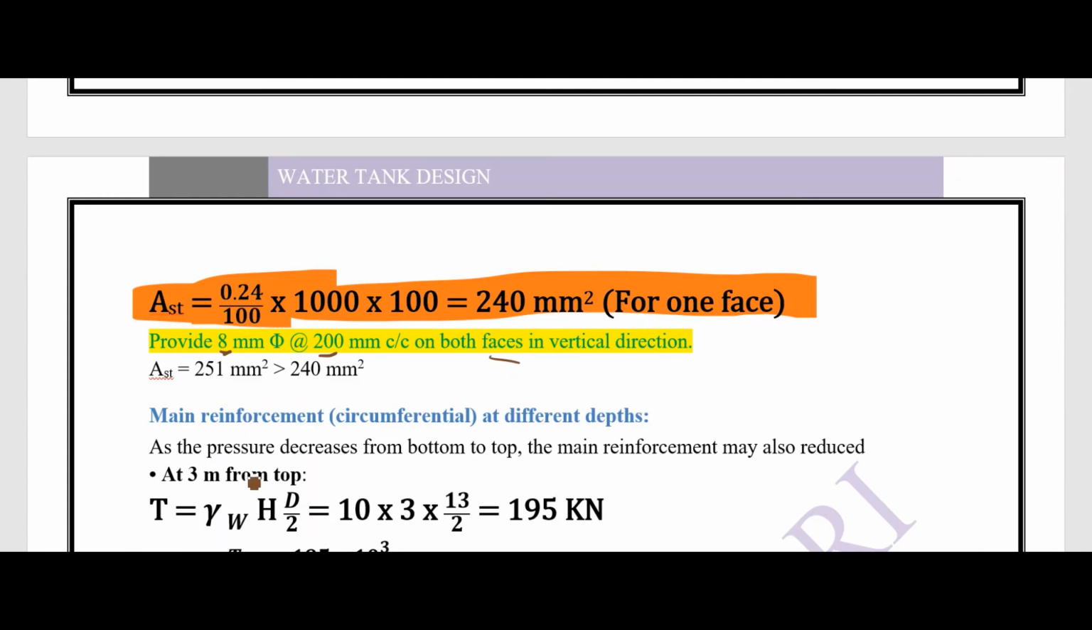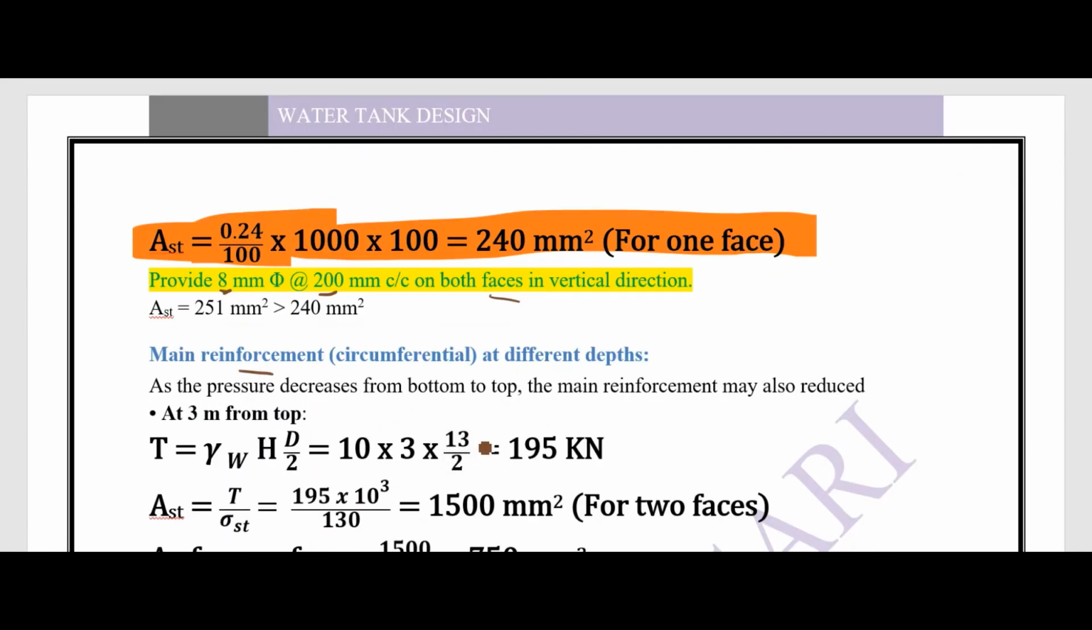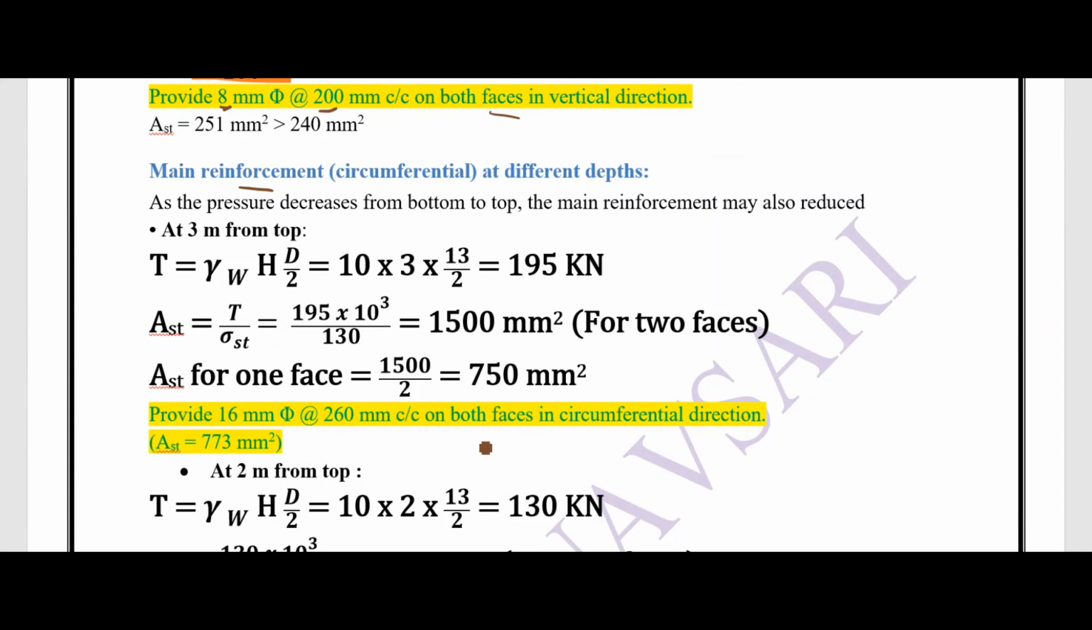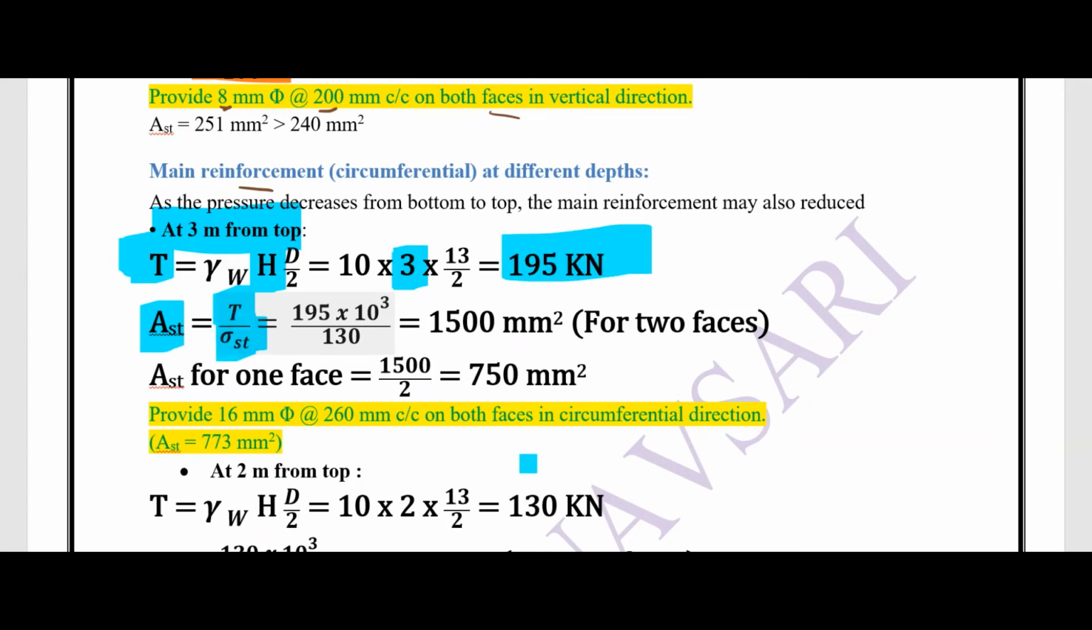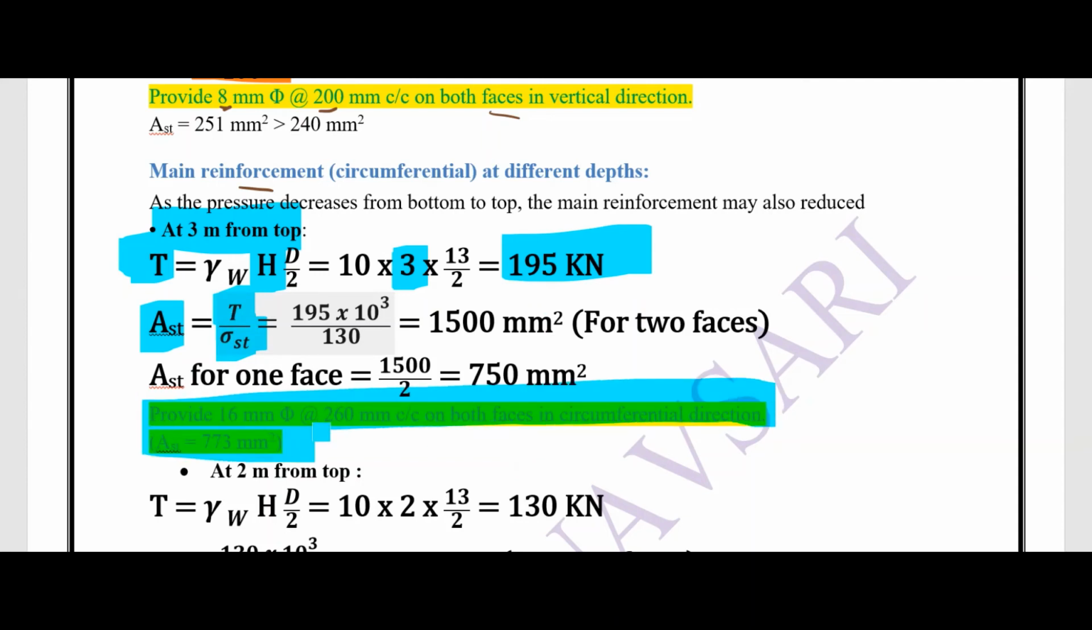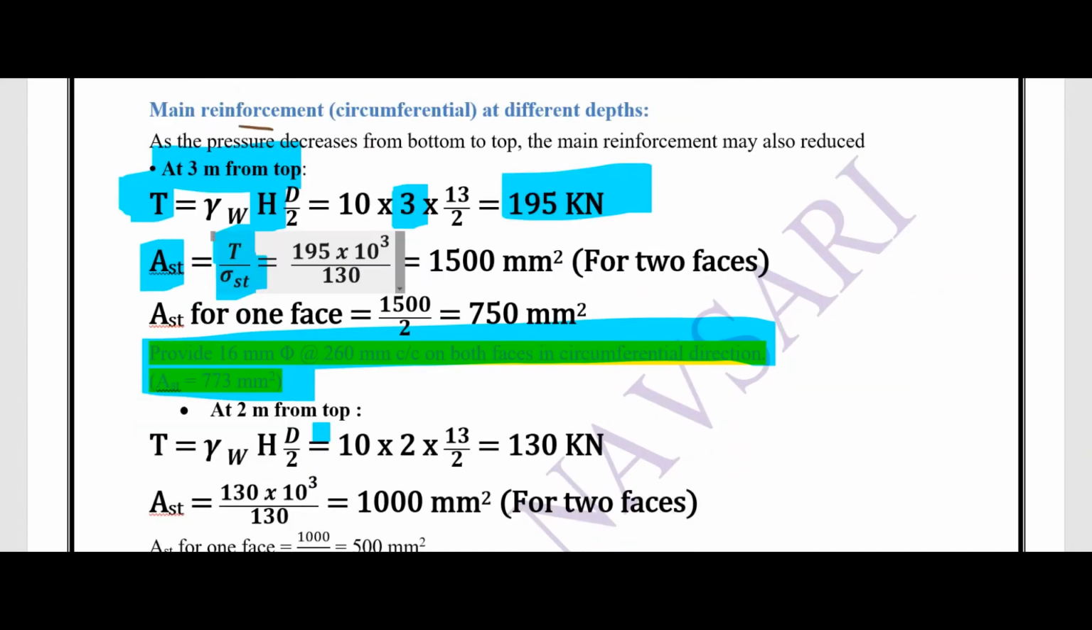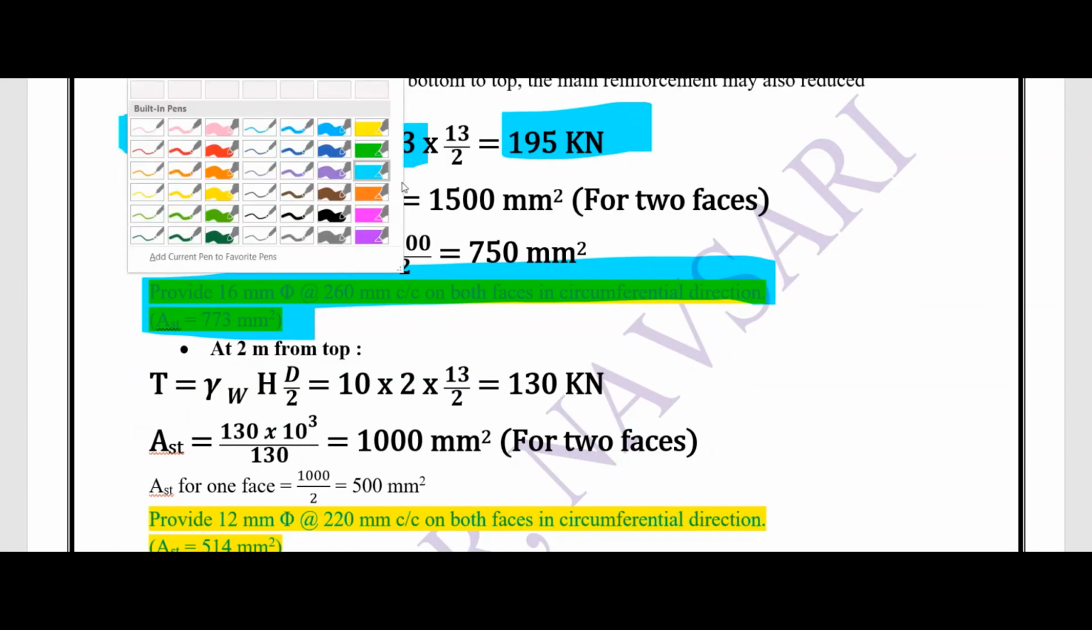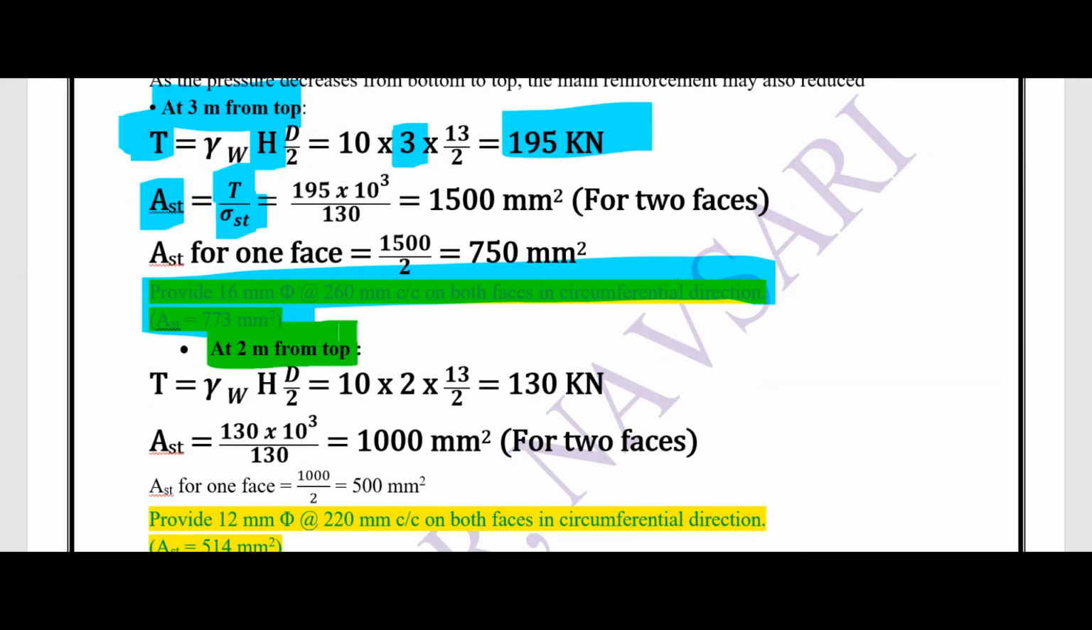That is why we have provided main reinforcement at different depths. Different depth means at 3 meter from the top. We have just calculated a height of 3 meter, so the tension will change here. Hoop tension will change to 195 kilonewton. By this hoop tension we have the equation T divided by sigma st. So we provide 60 mm dia at 260 mm center to center on both faces in the circumferential direction. Then after that we provide a 2 meter length.